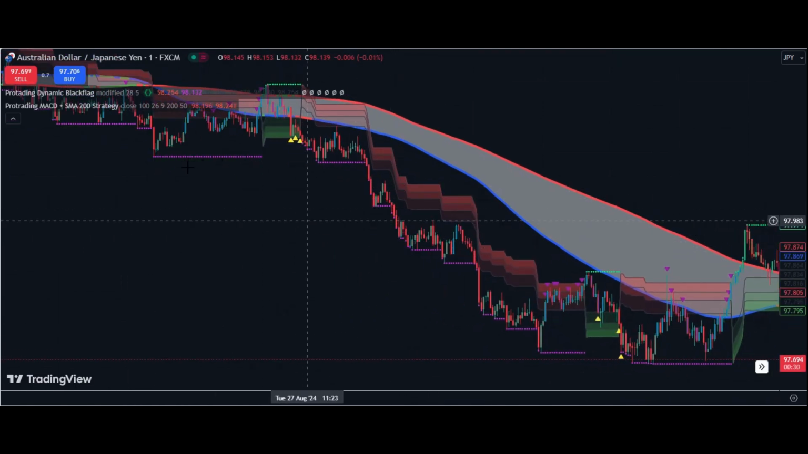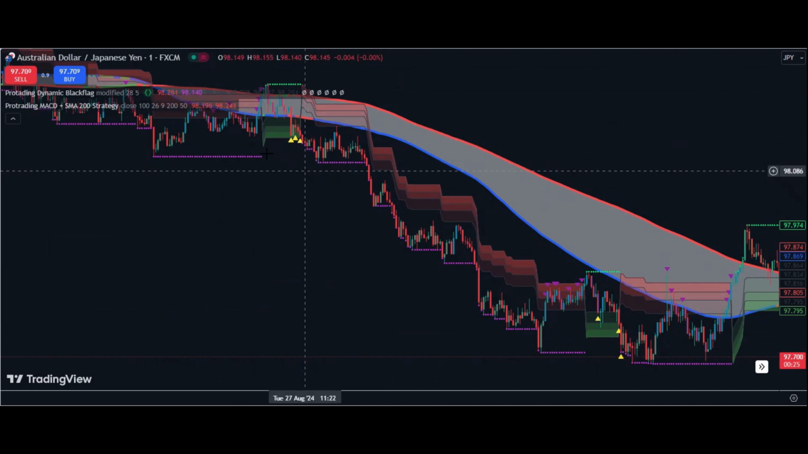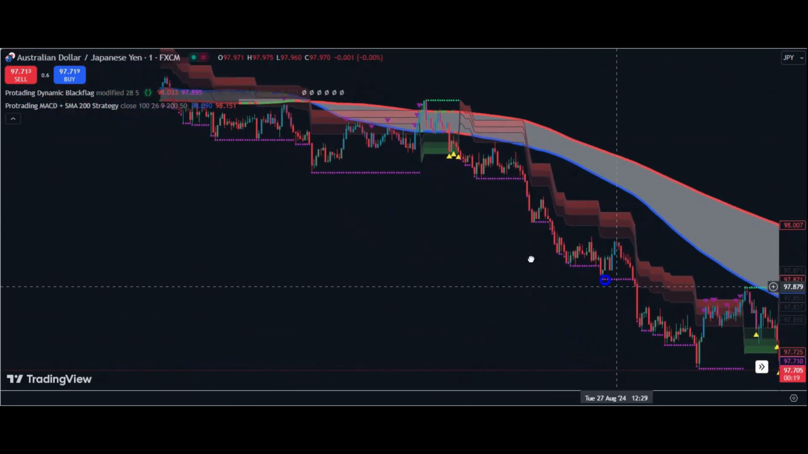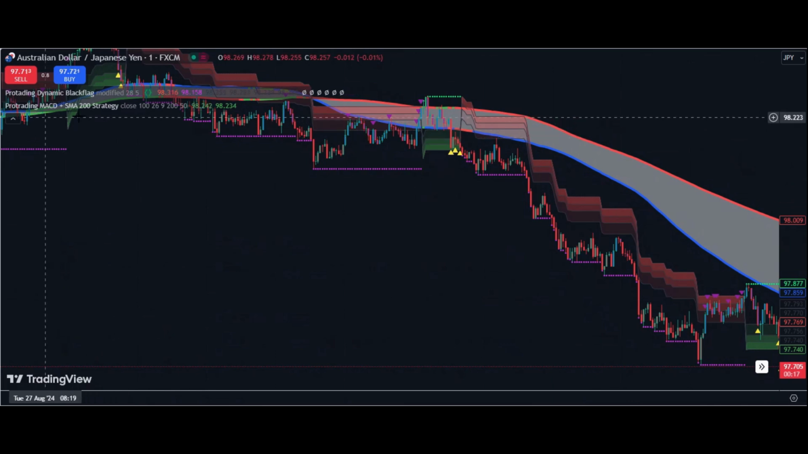First of all, the first thing we check is to be sure that we know the directional bias, which means we need to understand the direction of the market. If you look, our Pro Trading MACD is already telling us at this very particular point that we are transitioning from a long uptrend to downtrend.